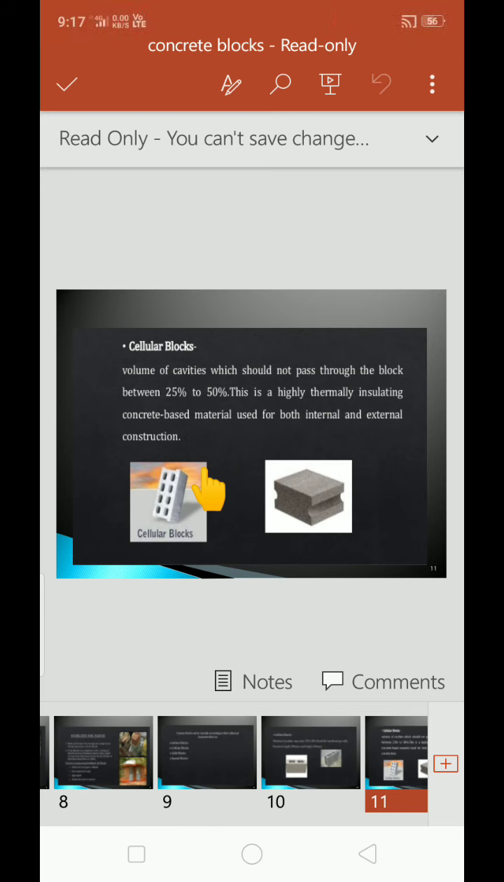And cellular blocks: the volume of cavity, which should not pass through the block, is between 25% and 50%. This is a highly thermally insulating concrete based material used for both internal and external construction. So this is the same as hollow blocks, but whatever cavities we provide should not exceed 25 to 50%. Okay, only within that we have to consider. And it is thermally good, thermal insulation, and we can use it for internal and external walls also.